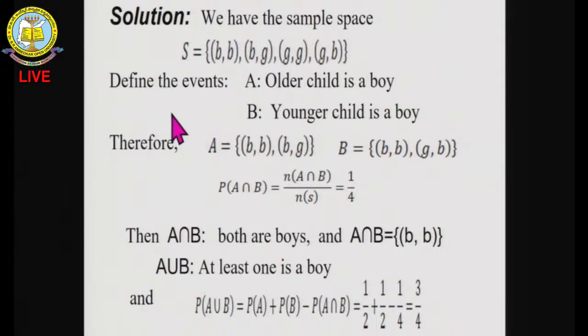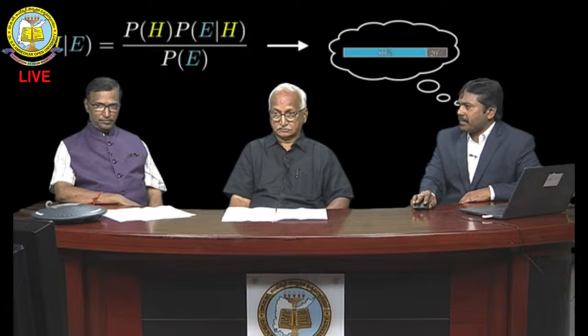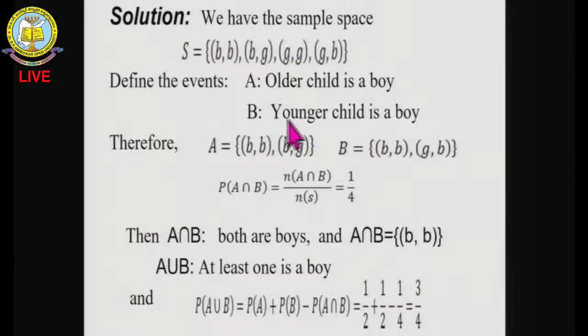So now we can define the events. Let us consider A. Again, two conditions are mentioned here. A is the older child is a boy, and B is the younger child is a boy. So what are the possibilities for event A? A is BB, BG. And B is BB and GB. So what is the probability of A intersection B? It means the common values, so it's only one combination.